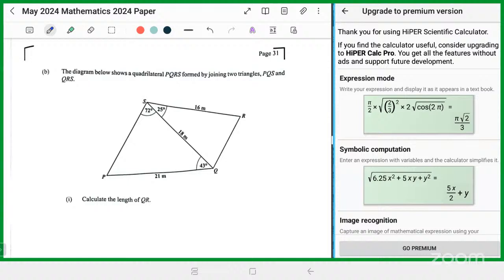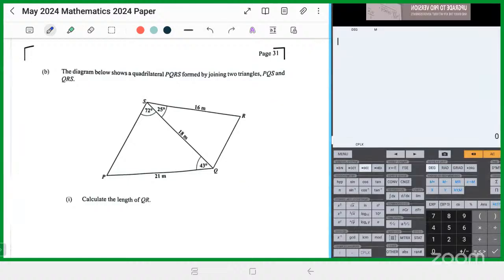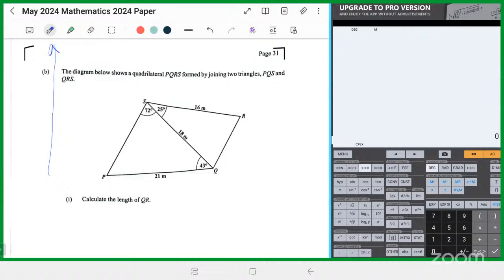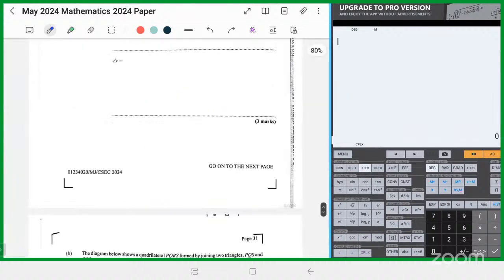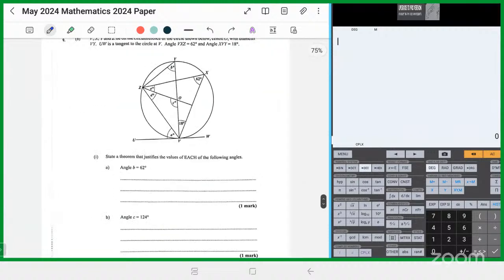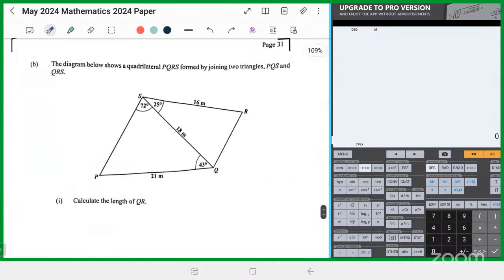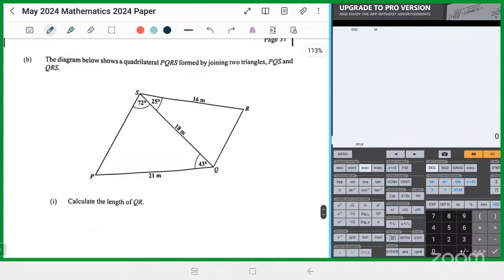So this is the May 2024 paper. You can see it on the top line there. May 2024, that's the last CSEC exam. And this is a section 2 question, question number 9, part E. Trigonometry in section 2 is always non-right angle triangle trigonometry, where you have to use the sine rule and cosine rule.